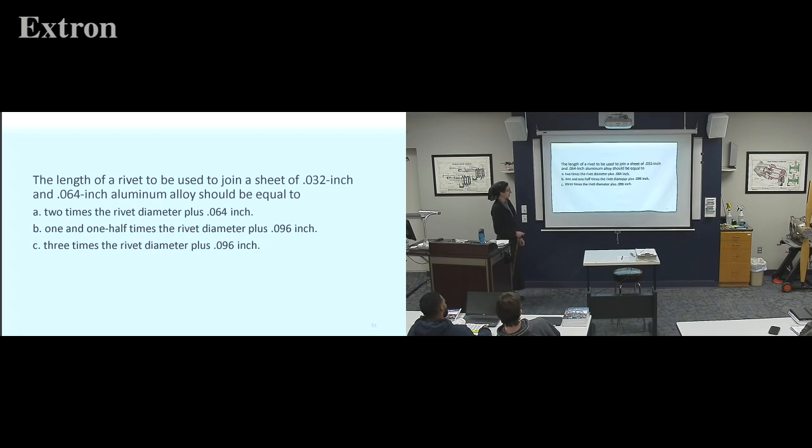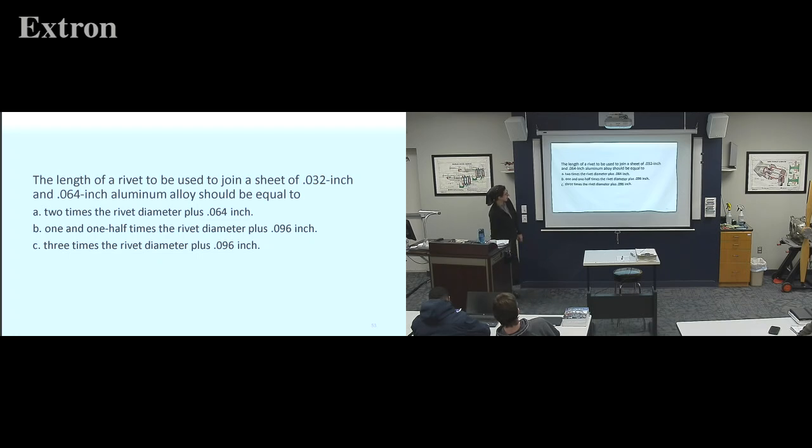The length of a rivet to be used to join a sheet of 32 thousandths and 64 thousandths aluminum alloy should be equal to what? I want you all to look at this and then we'll take a whole look. 2 times the rivet diameter plus 64 thousandths. 1.5 times the rivet diameter plus our total of 96. Or 3 times the rivet diameter plus total of 96 thousandths.